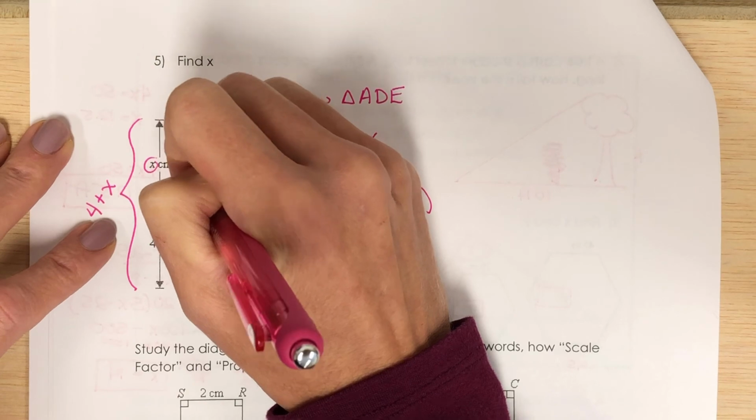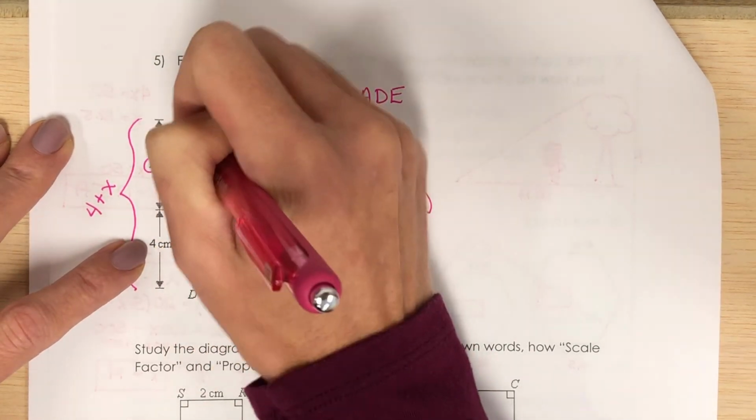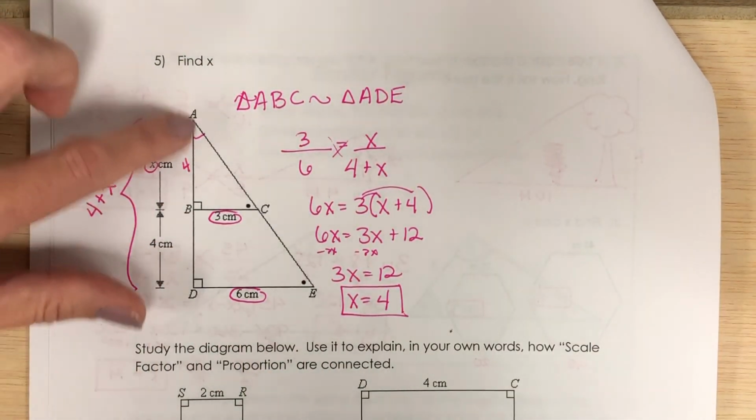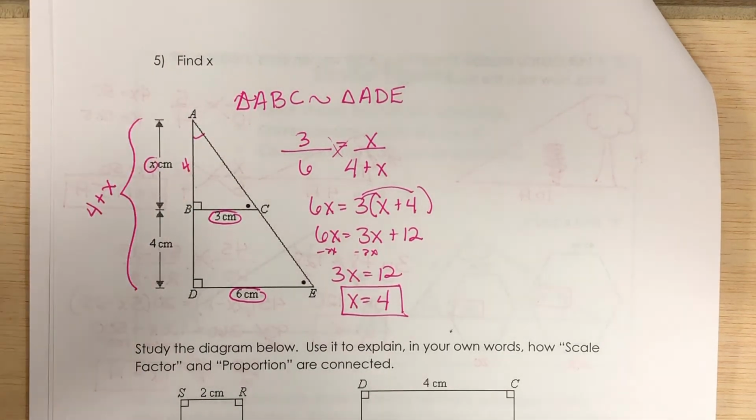So if this one is 4 and this part is 4, then the whole thing is 8. Oh, that makes sense. 4 to 8. 4 is half of 8. That makes sense.